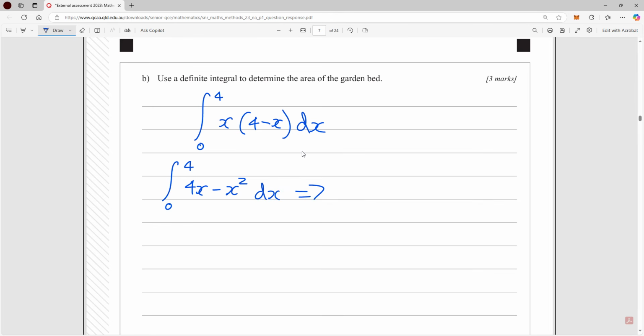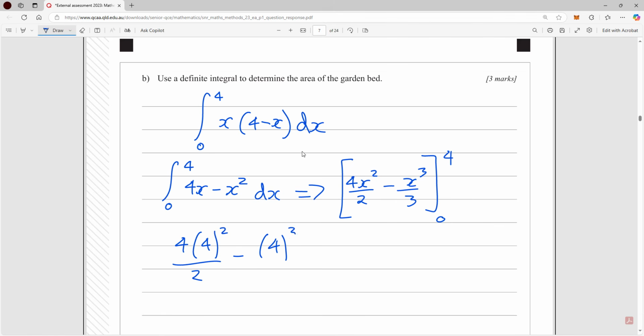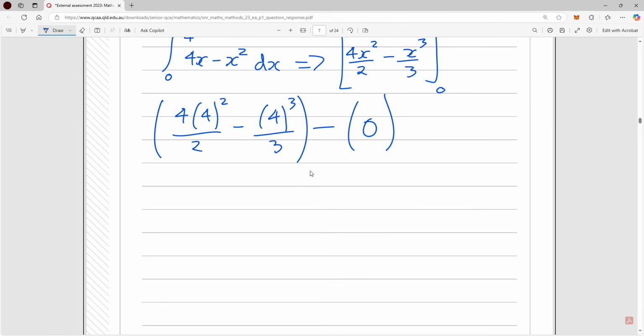Then add 1 to the power and divide by the new power, so 4x will turn into 4x squared over 2. x squared will be, with the negative in front, negative x cubed over 3, with the bounds 0 and 4. We only need to chuck in the 4 because the 0 will make everything disappear in this case, so it'll be 4 squared over 2 minus 4 cubed over 3 minus 0. Okay. Alright, now we just got to simplify these.